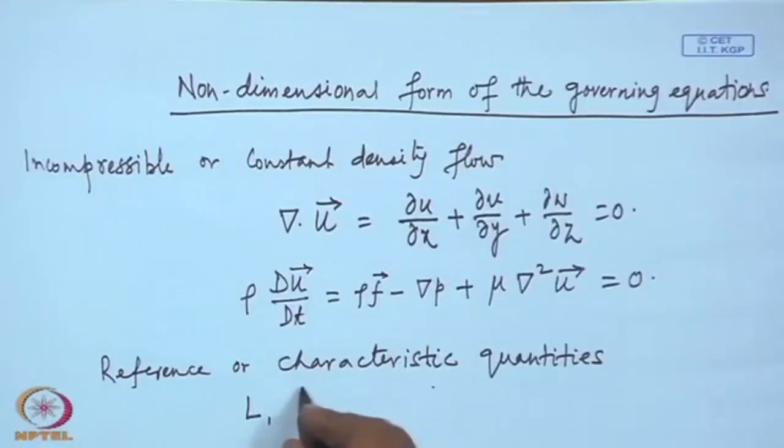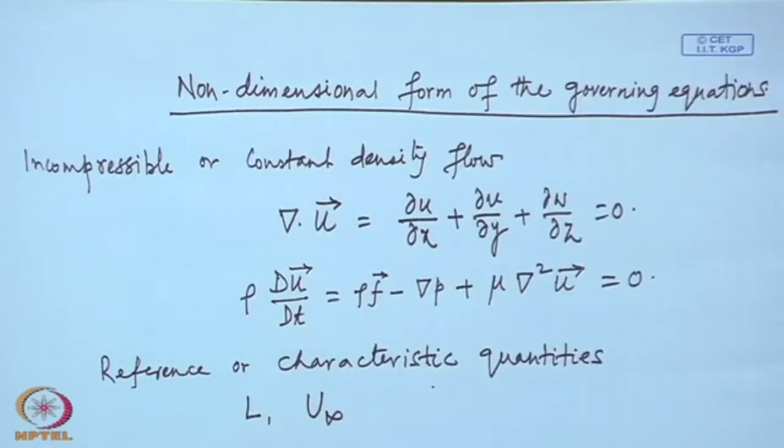So, this undisturbed stream velocity we can take as a characteristic or reference velocity. So, for velocity we use our undisturbed stream, and the undisturbed stream is usually denoted by u with a suffix infinity. That means the flow velocity at infinity, where there is no disturbance.